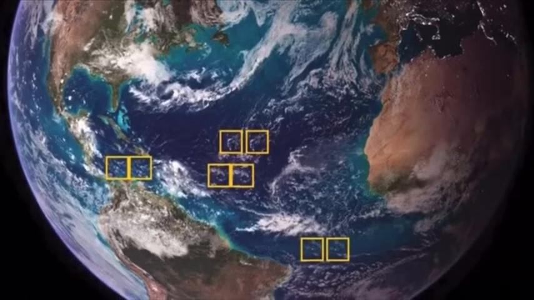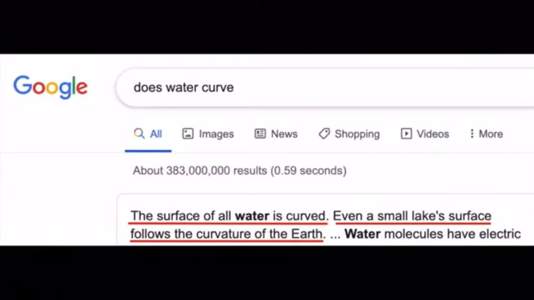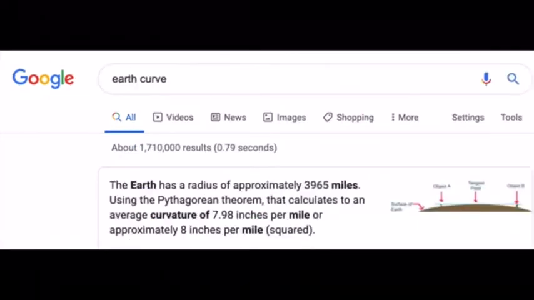As you can see, when you ask Google, does water curve? They'll tell you right here. The surface of all water is curved. Even a small lake surface follows the curvature of the Earth. So what is the curvature of the Earth? Or what I should say is, what is the mainstream supposed curvature of the Earth? What is the curvature that they tell us? Well, we can see here, it says that Earth has a radius of approximately 4,000 miles.